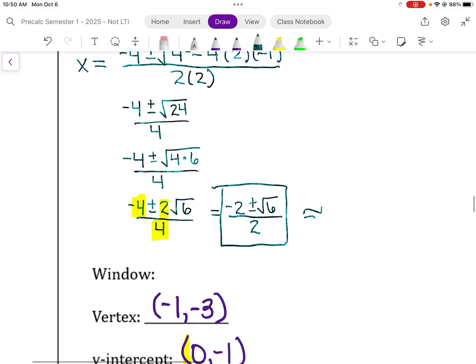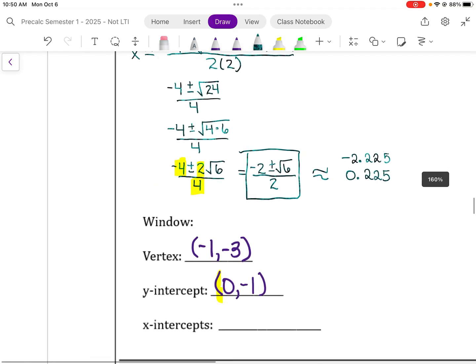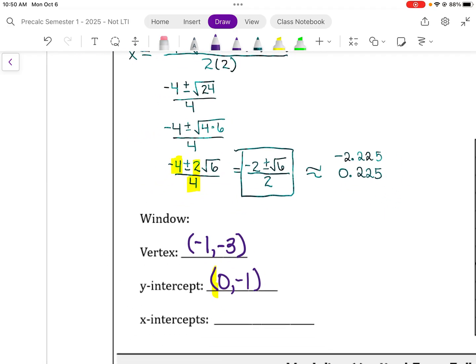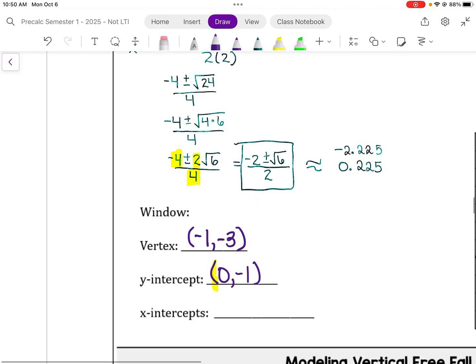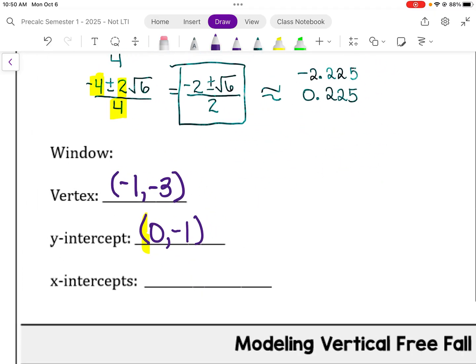So these are approximately negative 2.225, 0.225. I always get the question, where do I round? I don't care. Unless it actually specifies where to round, I don't care. Since we're looking at a graph, it's really not helpful to go any more than a tenth. So negative 2.2 and then 0.2 is more than enough for my x-intercepts.